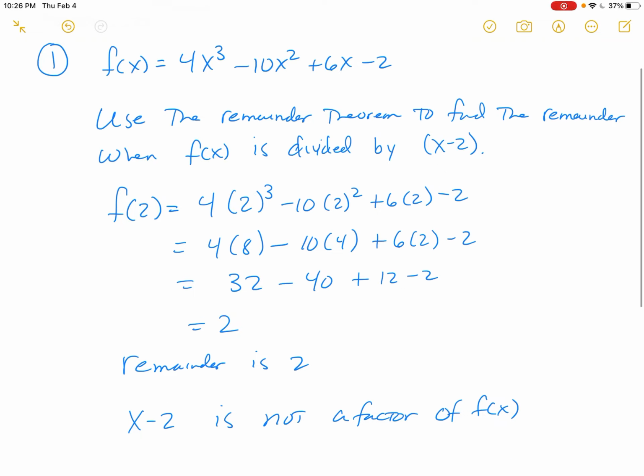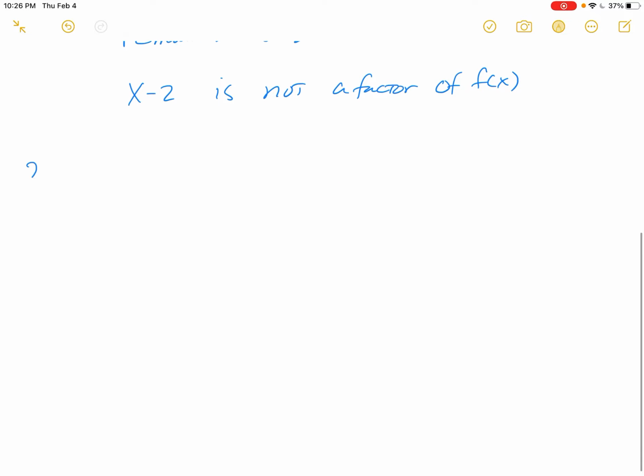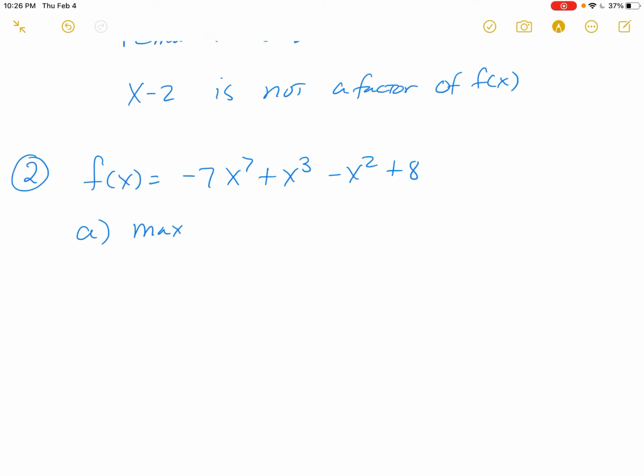So those are the questions you're going to answer to start out with. There are a few questions in this section, but some of them are easily answered like that, quickly answered. Here they have f of x is equal to negative 7x to the 7th plus x cubed minus x squared plus 8. And this question asks, A, what is the max number of zeros for f of x? The max number of zeros is the degree of the polynomial, so it's 7. So that'll be really quick. They just want to enforce that. It's going to have no more than 7.